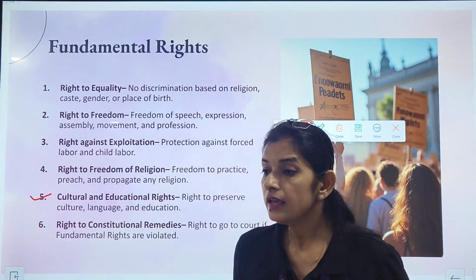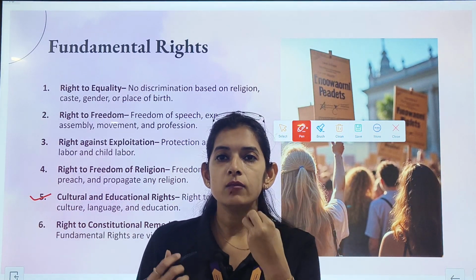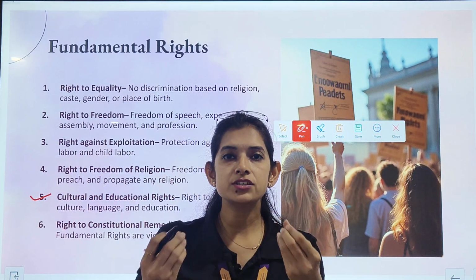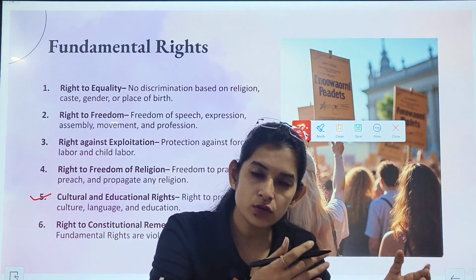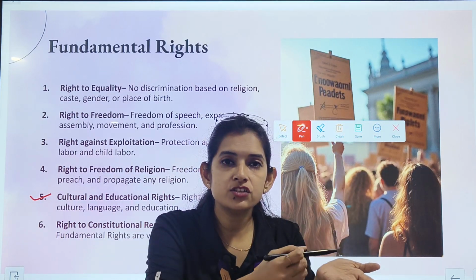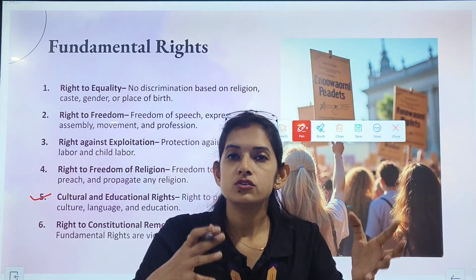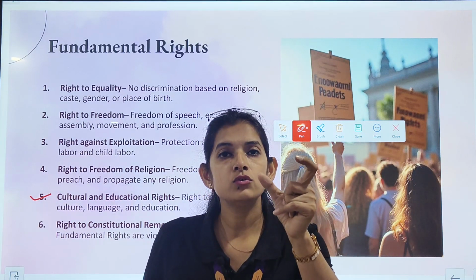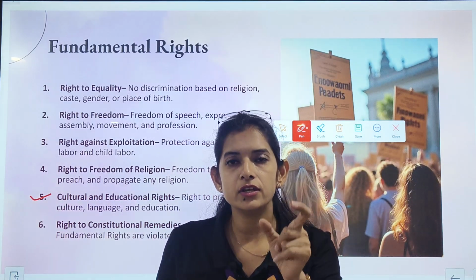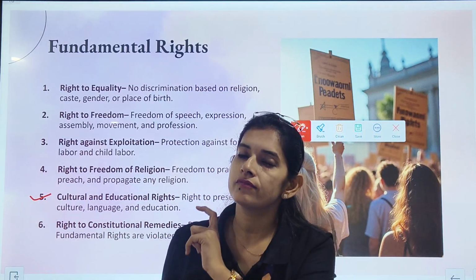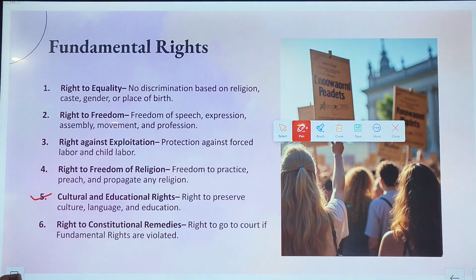Clear? Cultural and educational right ensures that if I want to give some religious teachings according to my religion, I am free to do that. Some other person, if he or she wants to spread teachings or ideologies of his or her religion, he or she is also free to do that. So, the reason we are able to spread the teachings or knowledge related to our religion is our fundamental right, which is cultural and educational right.